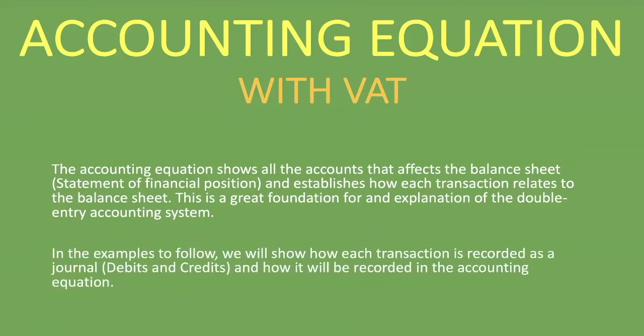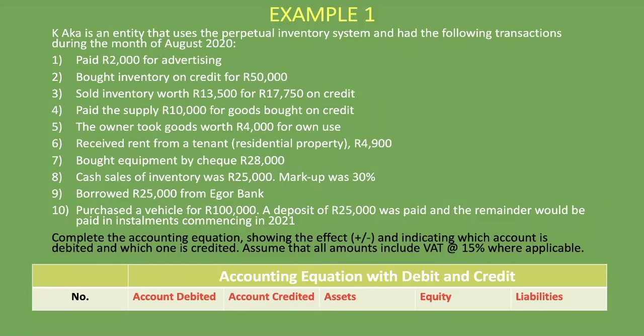In the examples to follow, we will show how each transaction is recorded as a journal, and that is the debits and the credits, and show how it will be recorded in the accounting equation. So we'll also show how VAT will be recorded as a debit and a credit, and how it affects the accounting equation. So let's go and see our examples here.